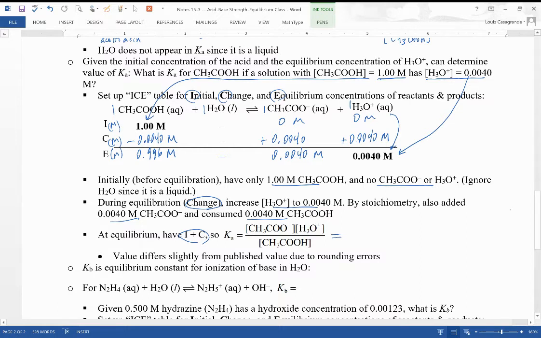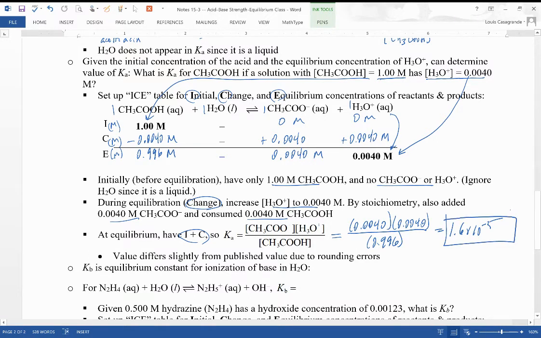And so we can plug these numbers into our expression that we determined up above, and we get 0.0040 times 0.0040 divided by 0.996. And when you do this math, we get 1.6 times 10 to the negative 5. So that would be our equilibrium constant.